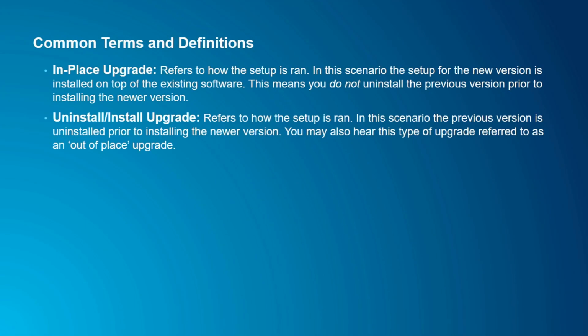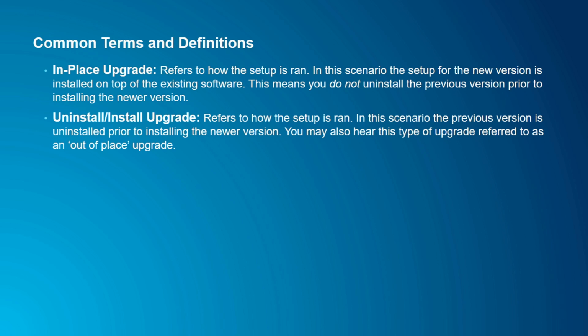All right, so some common terms and definitions. When we say an in-place upgrade, this refers to how the installation setup is ran. In this scenario, the installation setup for the new version is installed on top of the existing software. So this means you do not need to uninstall the previous version prior to install the new version. So an example would be if you have 10.6.1 installed, you can just run the 10.7 installation setup right over the existing installation, and it'll perform the upgrade for you.